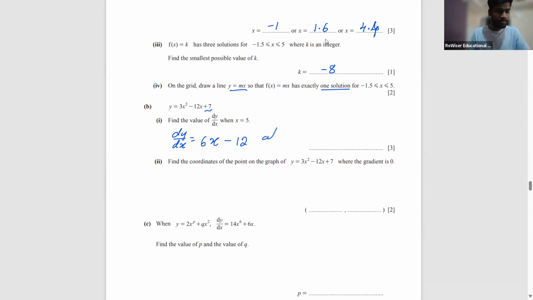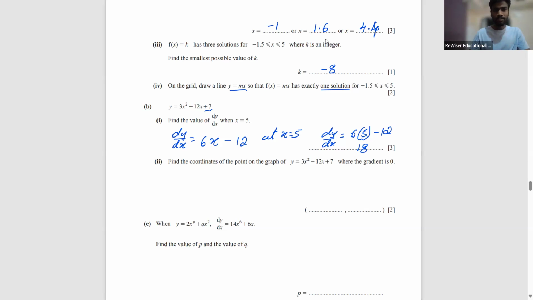And at x equals 5, if I need to find this, dy by dx is going to be equal to 6 times 5 minus 12, which is 30 minus 12, which is 18. 18 is the right answer for B part 1.